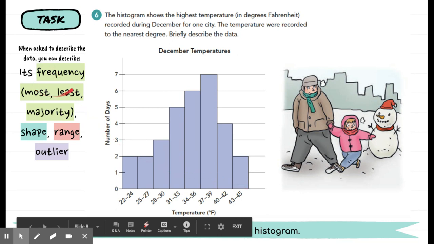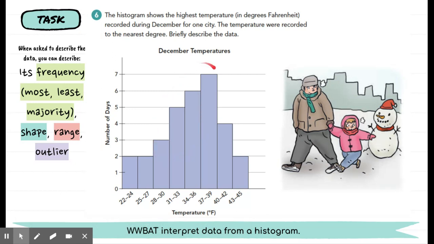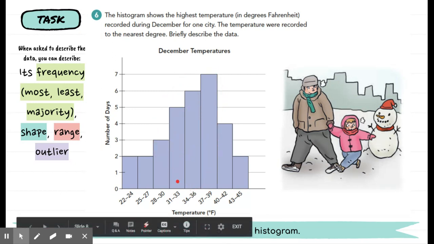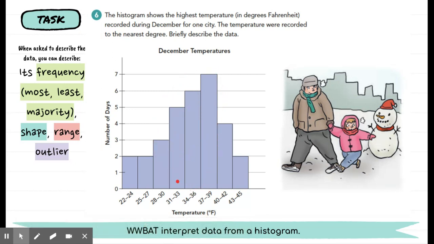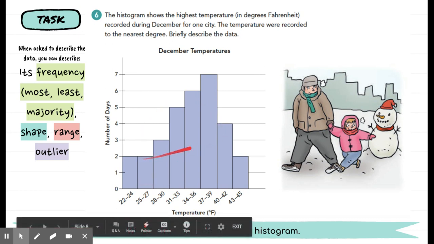You can describe the frequency, where the temperature is mostly at, and you can describe the shape: symmetrical, left skewed, right skewed. You can describe the range by subtracting the lowest value from the highest value. And you can ask yourself if there's any outlier in this data set. I'm going to give you some time to complete this task, and I'll see you in a moment.